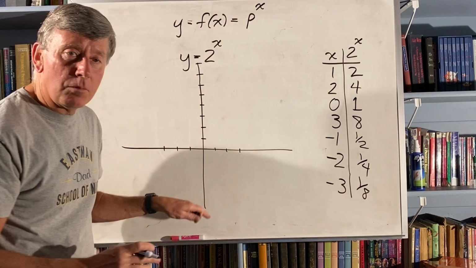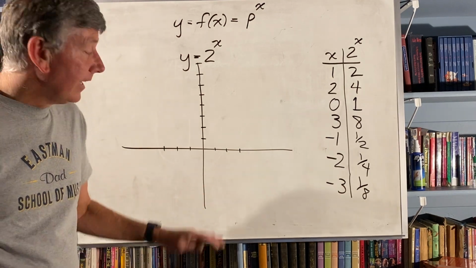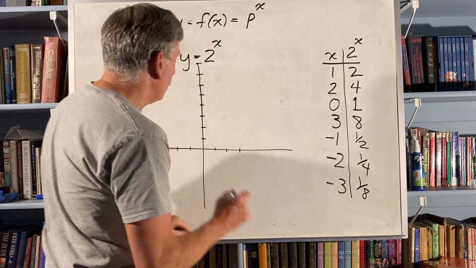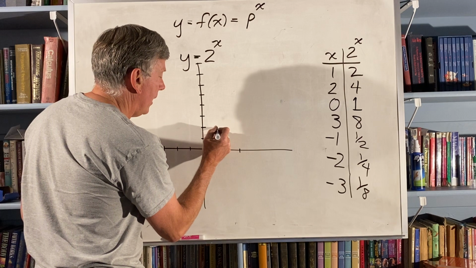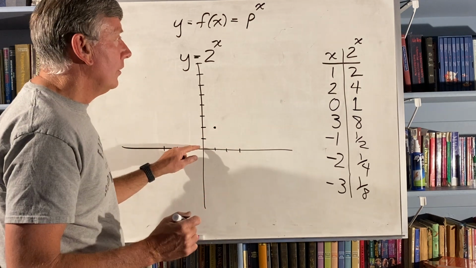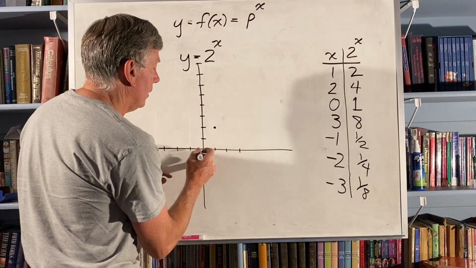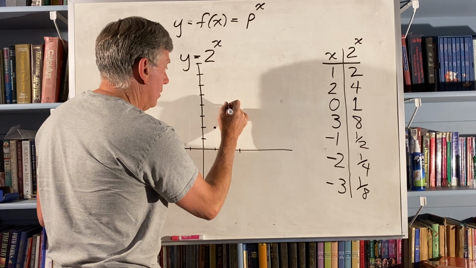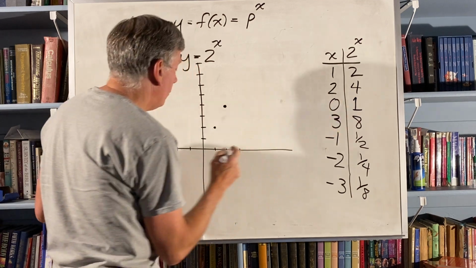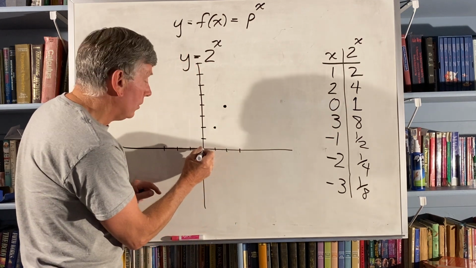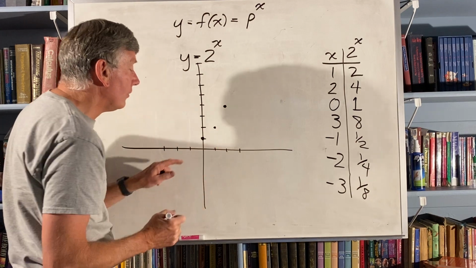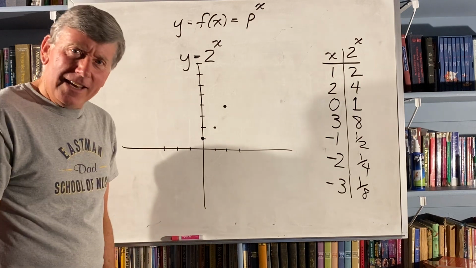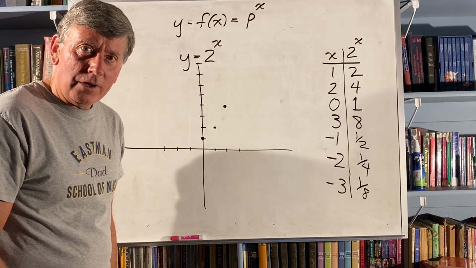I don't need to do any tick marks in the negative y because we're not going to get any numbers below the x-axis. 1 and 2. So I go 1 and 2. 2 and 4. When x is 2, y is 4. 0 and 1. You'll never have 0, 0. It'll always be this guy. Anything to the 0 power is 1. I'm going to say it one more time. Anything to the 0 power is 1.